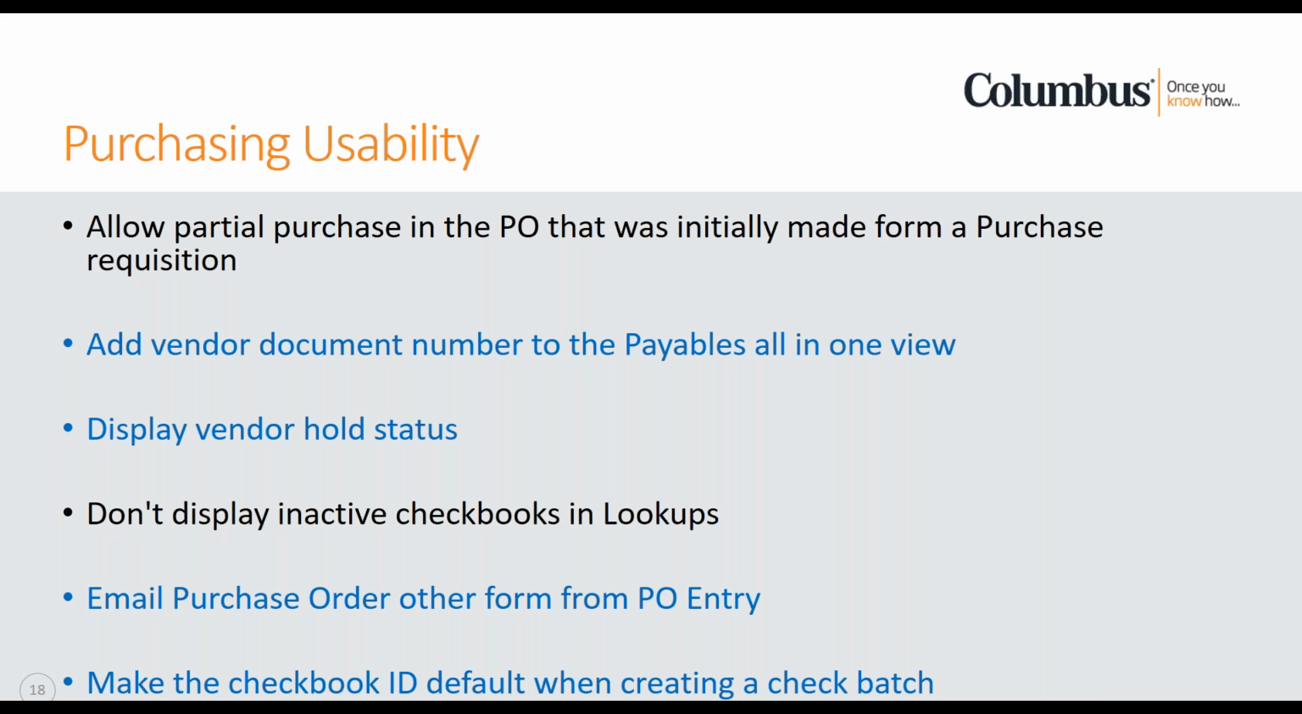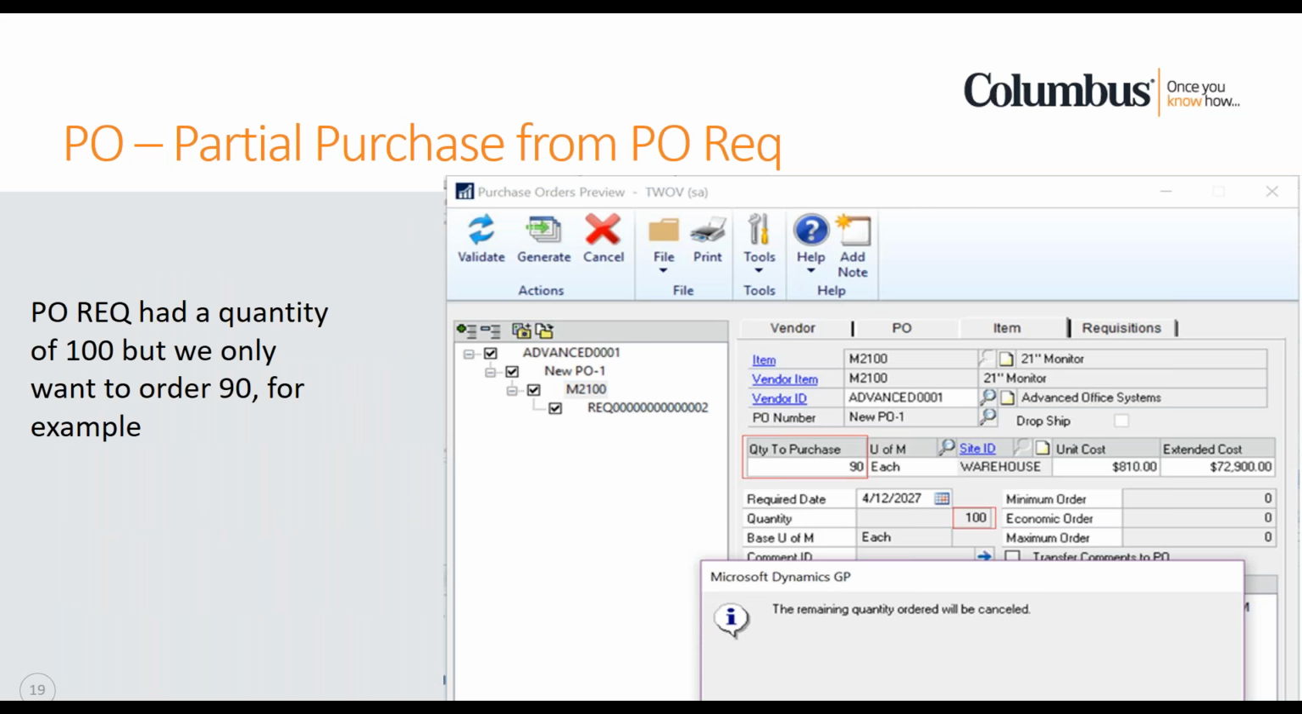Okay, so let's see what we have here in the slides. So here's the partial purchase from the PO requisition.